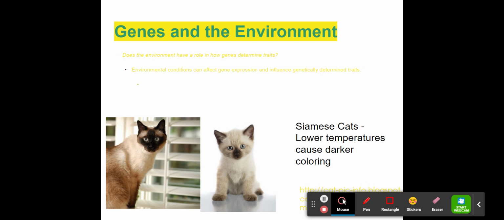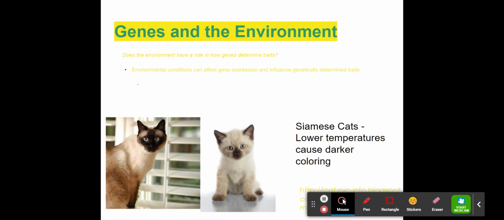What it does is it turns on and off certain genes, and then the gene will code slightly different, or it'll turn on and off different codons so that the gene for hair color will code slightly different. So Siamese cats is an example of this. A Siamese cat is the one that has the coloration on the face, that darker face and the lighter fur elsewhere.